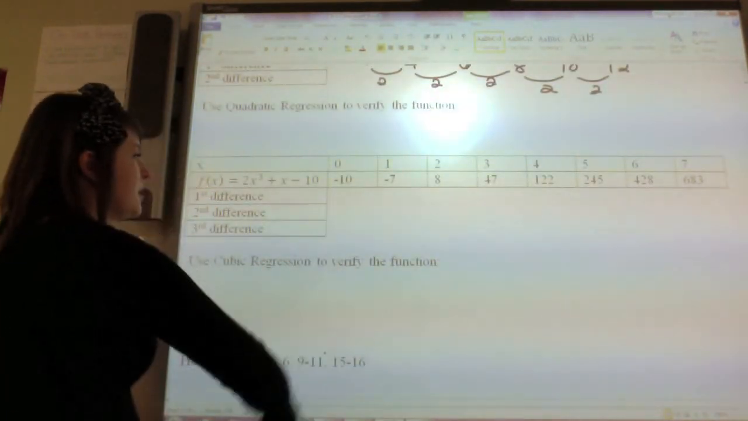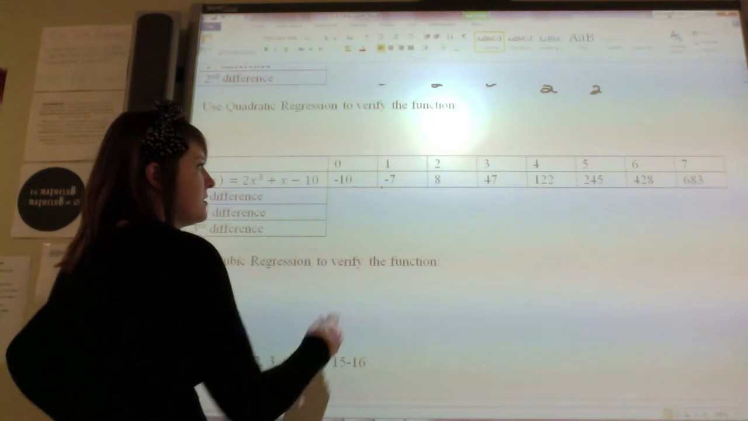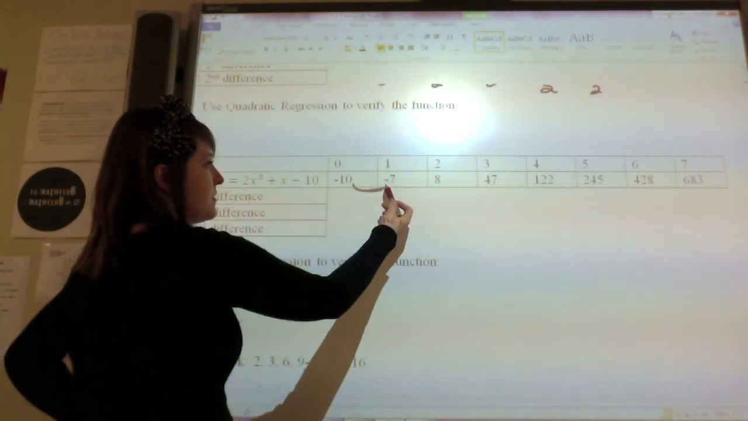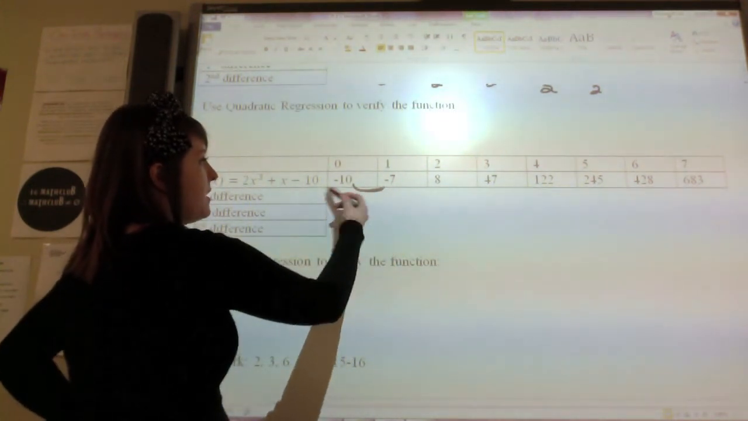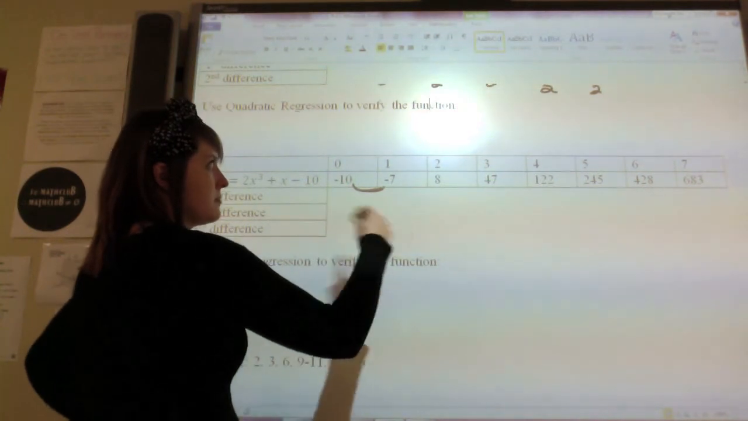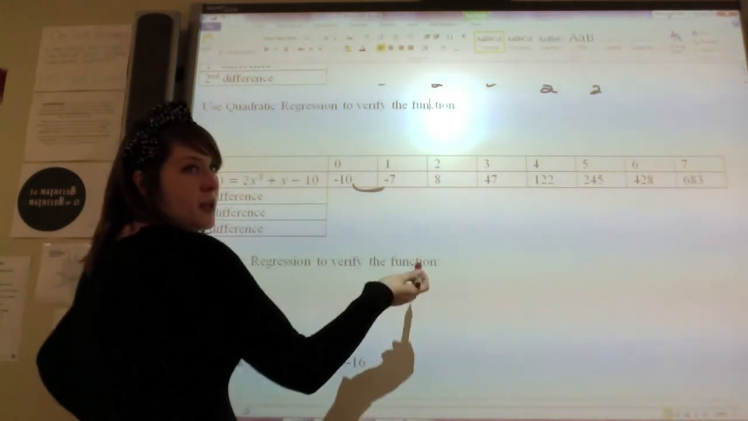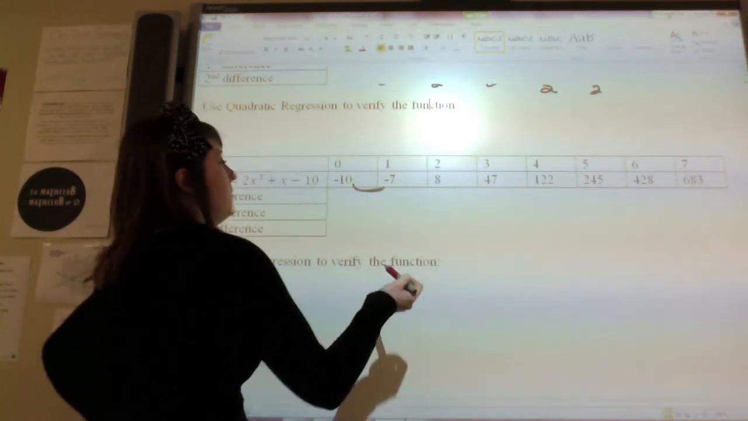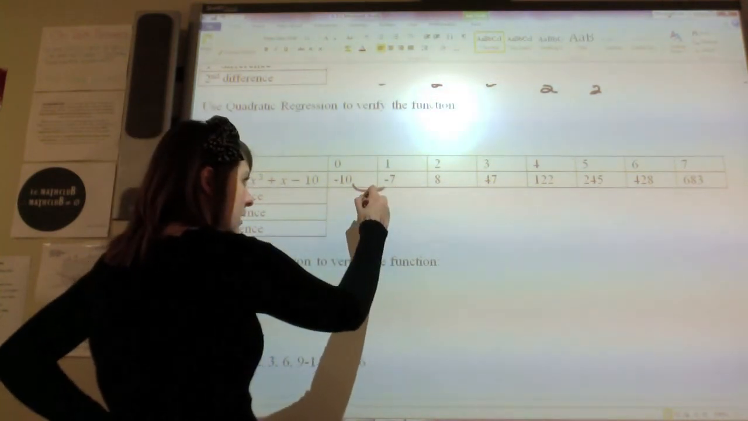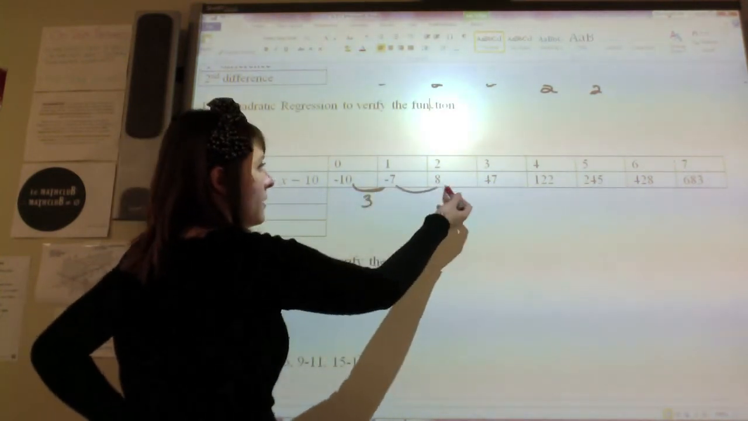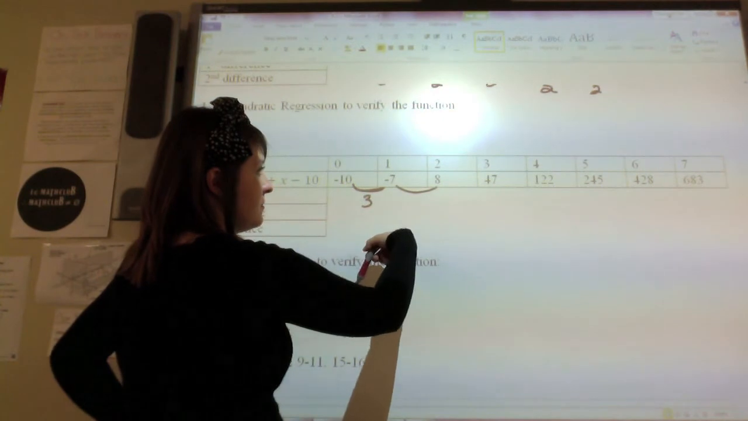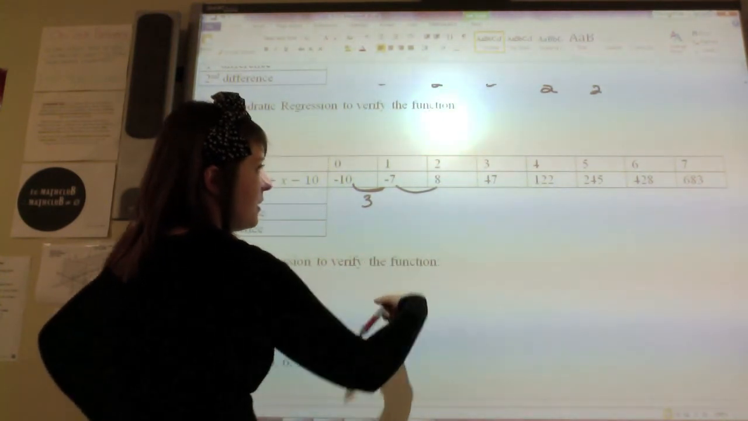I've got this function here, so I'm going to start doing my differences. So notice that for this difference, I have negative 7 minus negative 10, okay, because I'm subtracting. So that's going to be negative 7 plus 10, which is 3. 8 minus negative 7, that's a difference of 15.